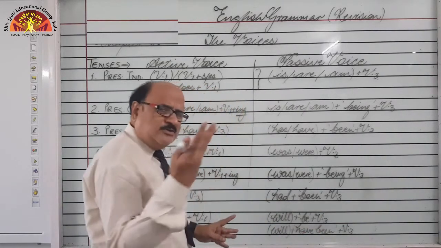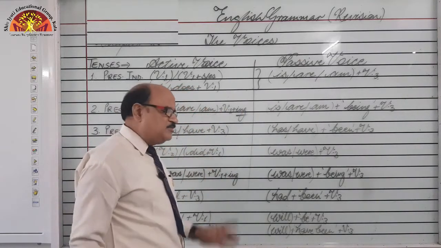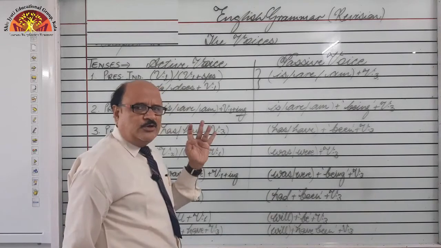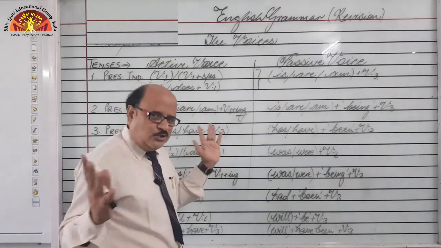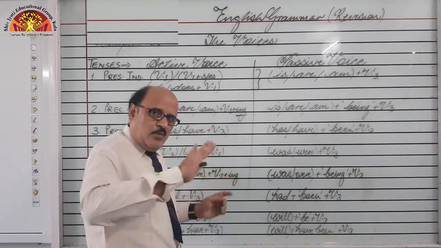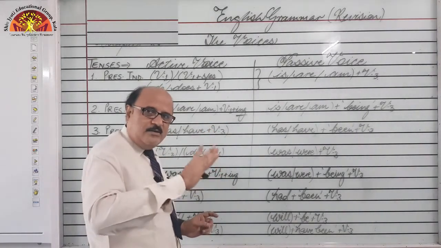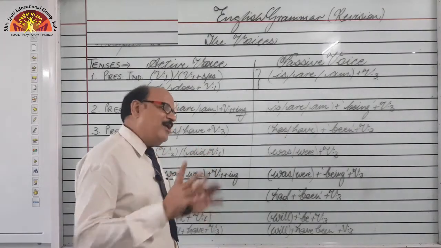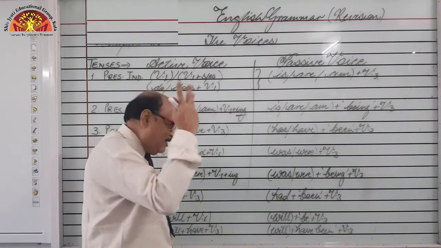So all the modal auxiliary verbs, let me tell you, modal auxiliaries means will, shall, would, should, can, could, may, might, must, need, dare, ought to, used to. Let me repeat: will, shall, would, should, can, could, may, might, need, dare, ought to, used to. Whenever you come across any of these words, make it clear in your mind.